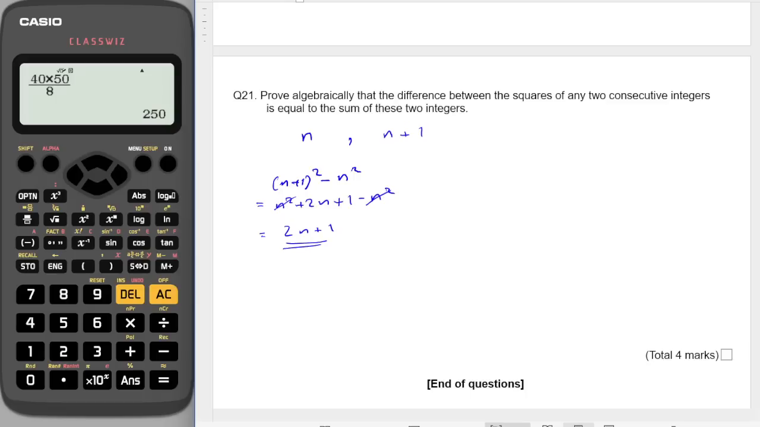And then is that equal to the sum of these two integers? So if I add them together, n plus n plus 1 is also equal to 2n plus 1. So both are equal.